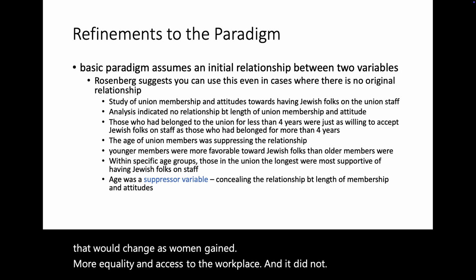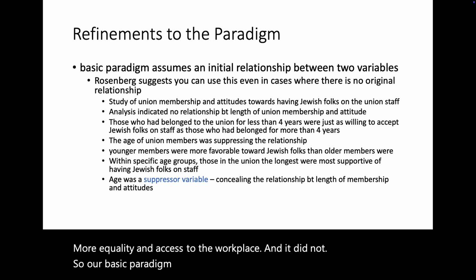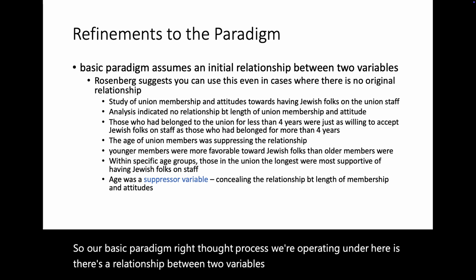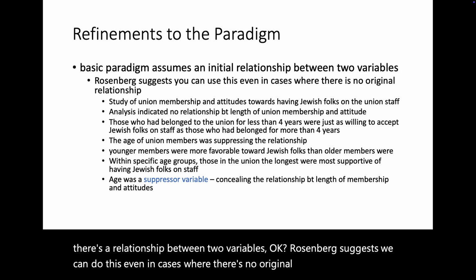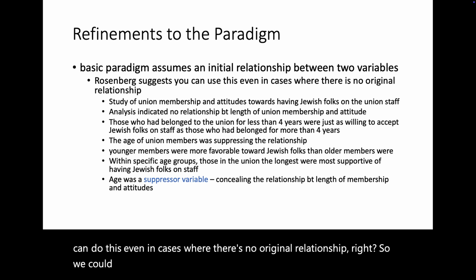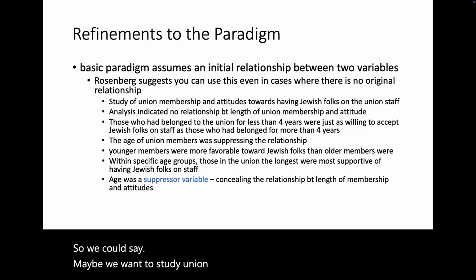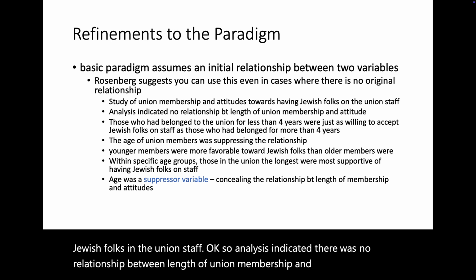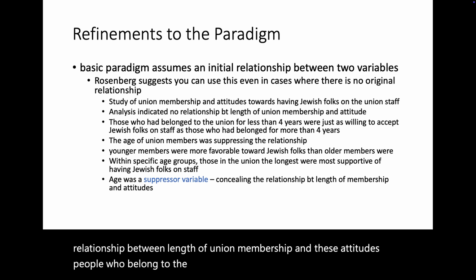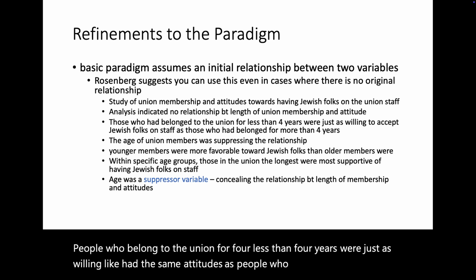So our basic paradigm, the thought process we're operating under here, is there's a relationship between two variables, okay? Rosenberg suggests we can do this even in cases where there's no original relationship, right? So we could say maybe we want to study union membership and attitudes towards having Jewish folks in the union staff, okay? Analysis indicated there was no relationship between length of union membership and these attitudes. People who belonged to the union for less than 4 years had the same attitudes as people who belonged for more than 4 years.